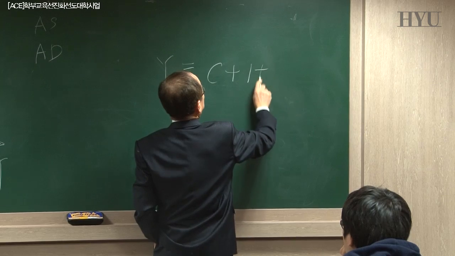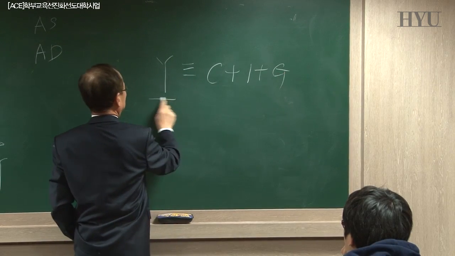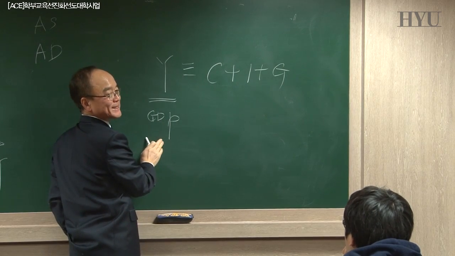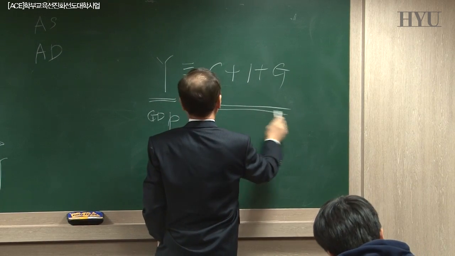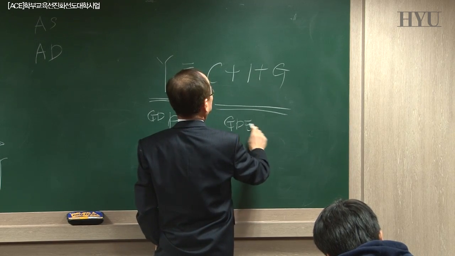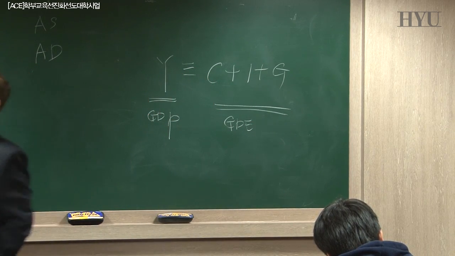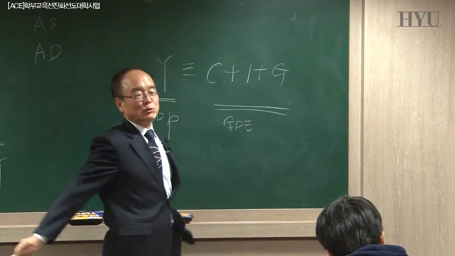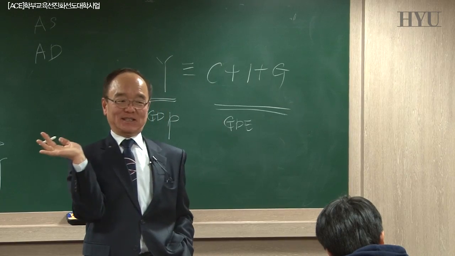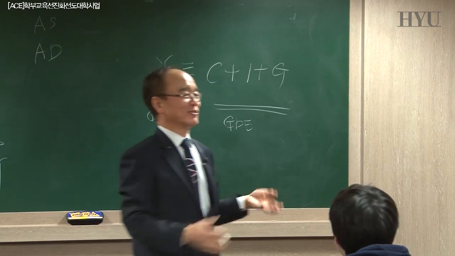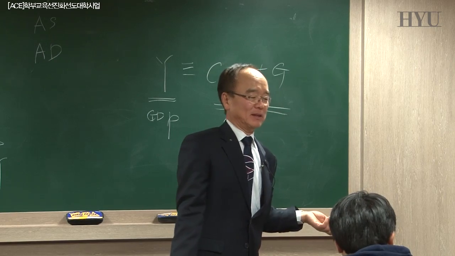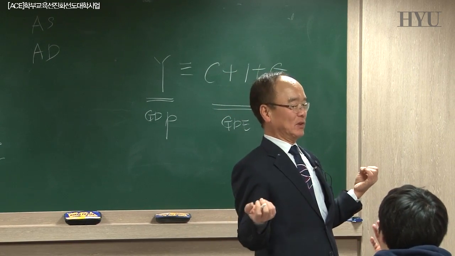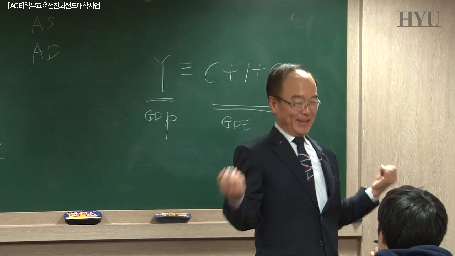So, C plus I plus G. As I keep saying, this is GDP, the production side. Okay, this is GDE, the spending side, expense side, expenditure side. At the end of the day, the two of them should be equal, at least on a long-term basis or on a consistent basis. That's one thing. And the second way of thinking is we simply focus on equilibrium analysis.